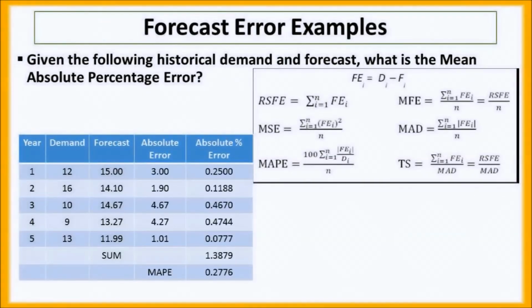So here is the solution. The absolute percentage errors are given here. They're all given here in decimal format. You will add them up and then divide by the number of years that we have. So again, dividing by 5, and we find that the mean absolute percentage error is 0.2776, or 27.76%.